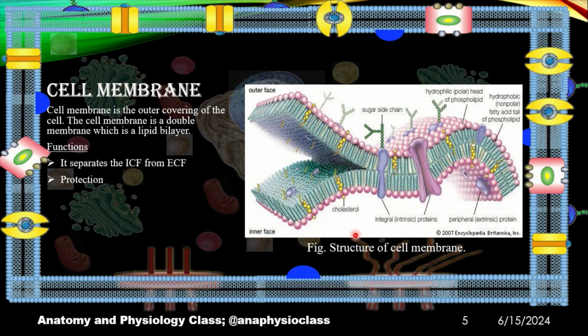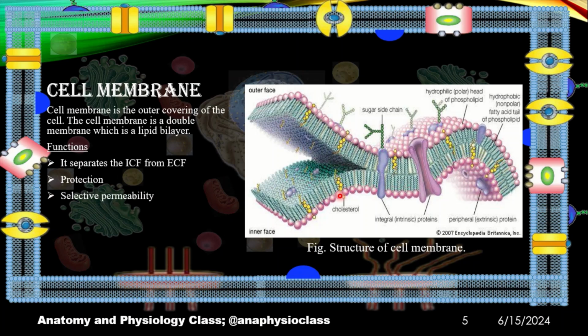Then protection. Another function of the cell membrane is to protect the cell. It protects the cell from any invading substance, any harmful substance that will try to enter the cell. The cell membrane will protect it. It will not allow that harmful substance to get into the cell.